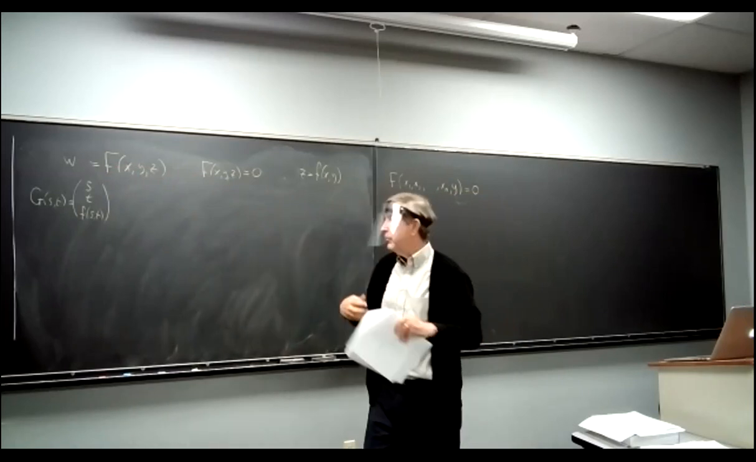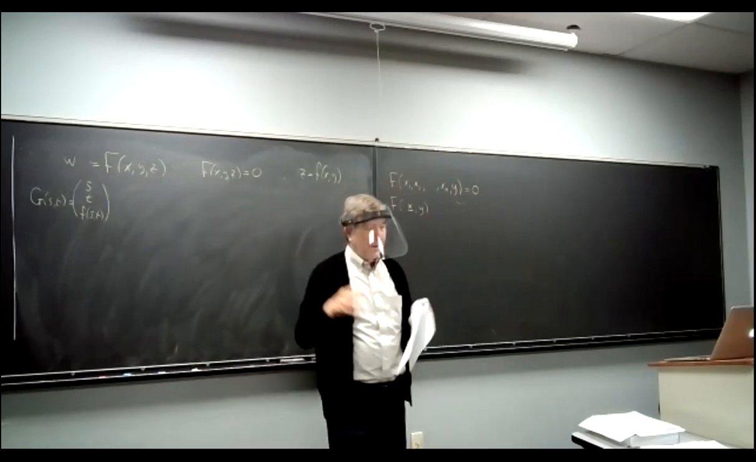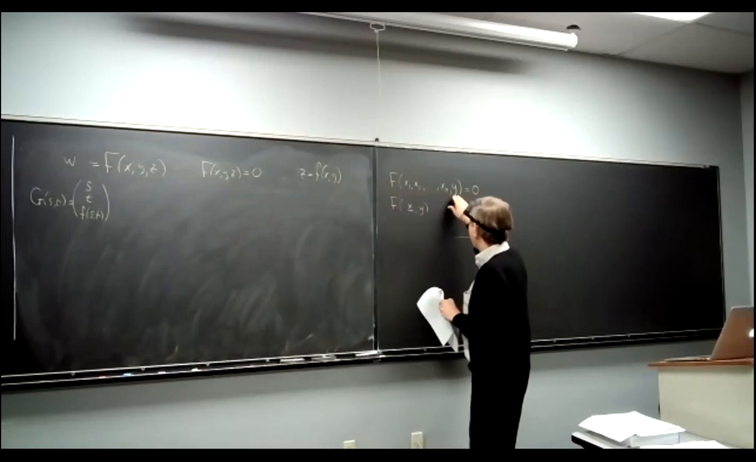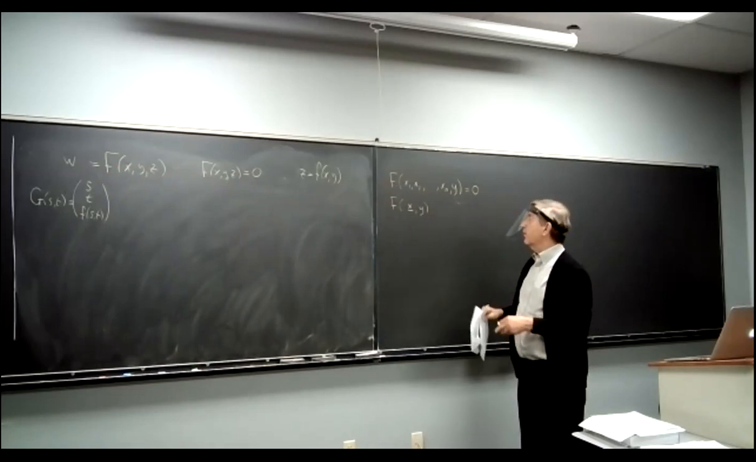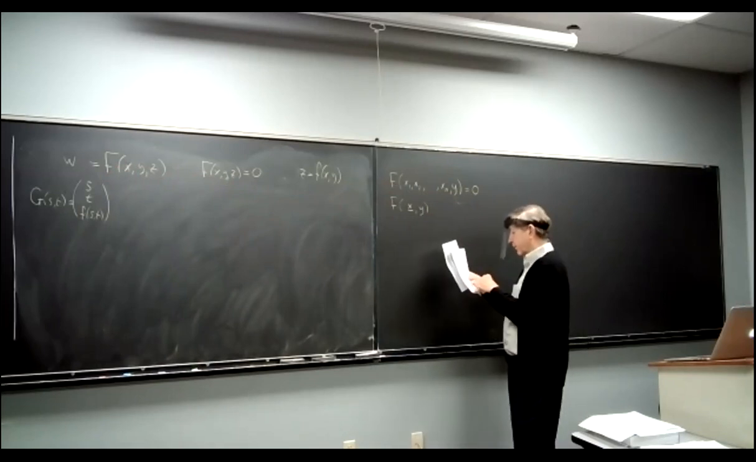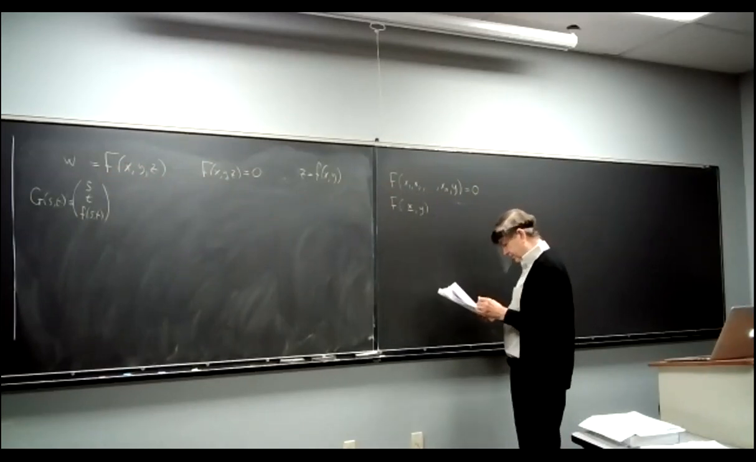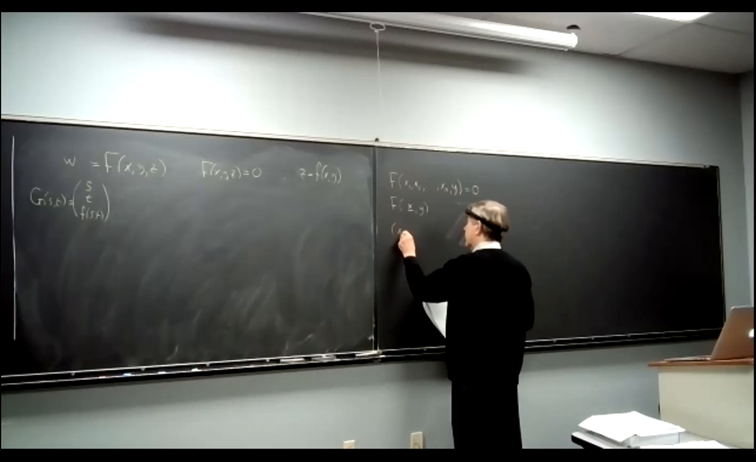So we can make a function out of an equation of so many variables, and the idea here is to try to rewrite it as a function of fewer variables. Now, the rule in this implicit function theorem is, suppose we have a point x naught, y naught.